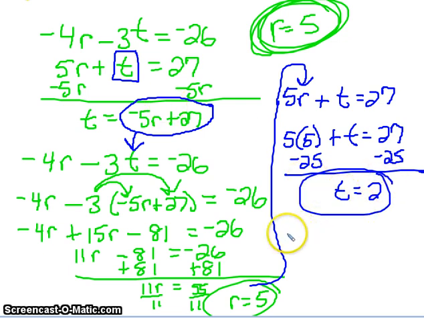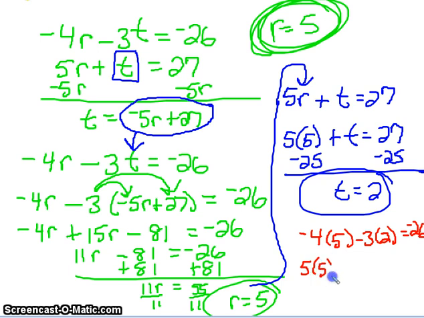I made a mistake on the first video, I'll be the first to admit, because I didn't check my answer. I had plugged into the first equation and I had a negative divided by a negative and didn't get a positive. Check your answers. It's not hard, guys. If I have negative 4 times 5 minus 3 times 2, does that equal negative 26? Negative 20, negative 6, negative 26. If we have 5 times 5 plus 2, does that equal 27? Yes, it does. So plug back in, check your answers.